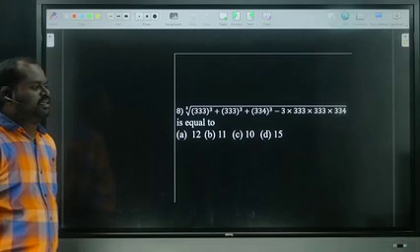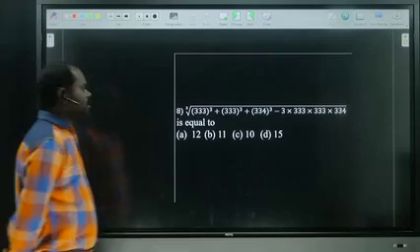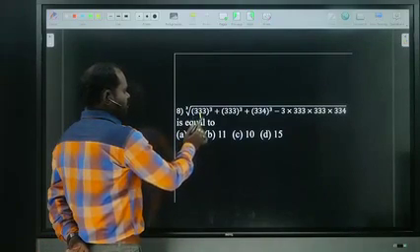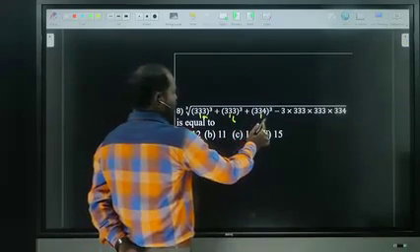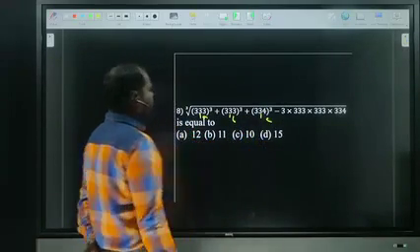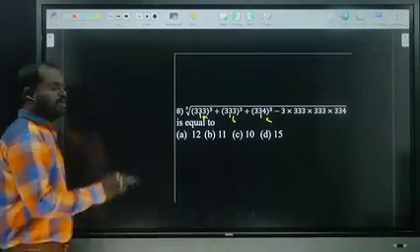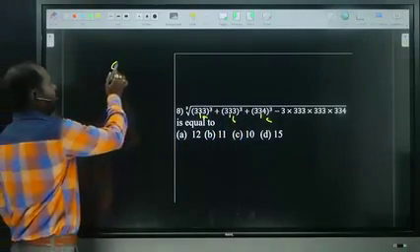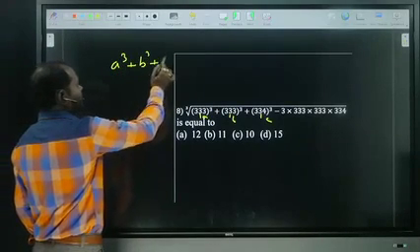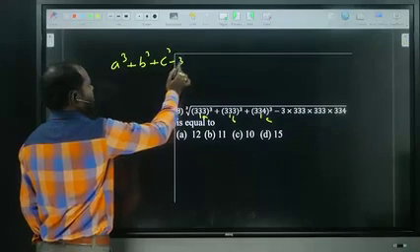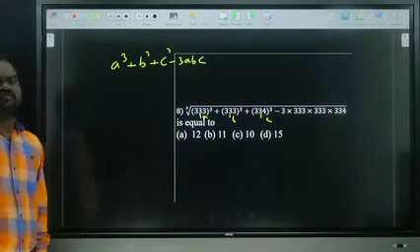Observe carefully, in which formula format this is. Let us assume this 333 as A, this 333 as B, and this 334 as C. Now under the cube root, the formula is A cube plus B cube plus C cube minus 3ABC.